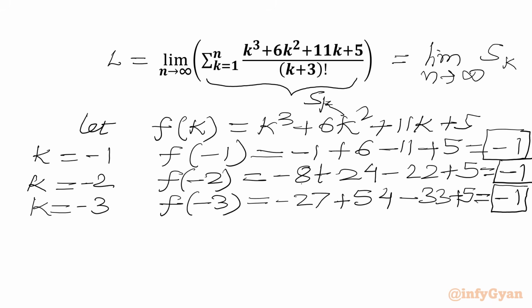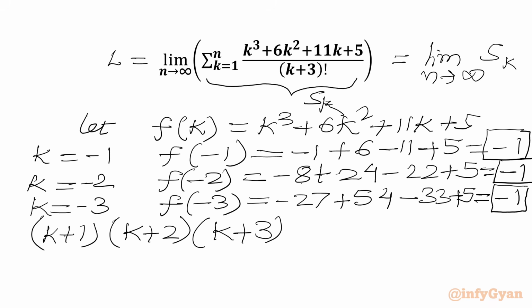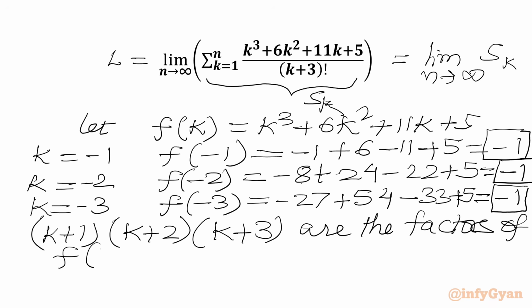We will conclude one strong statement from here. It is k plus 1, k plus 2, k plus 3 are the factors of f of k with remainder -1.